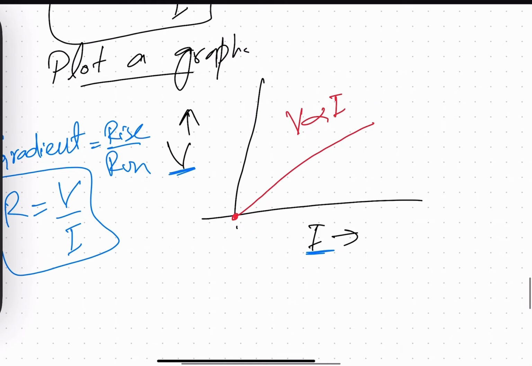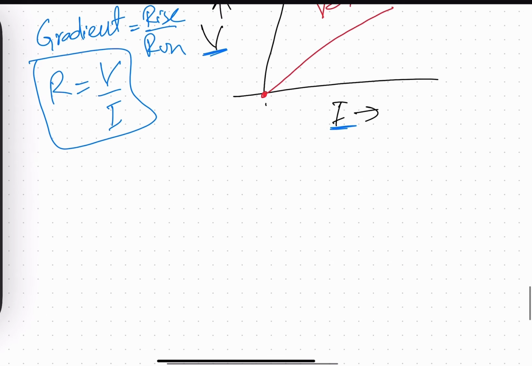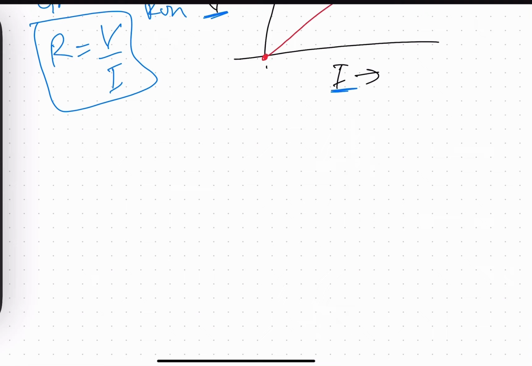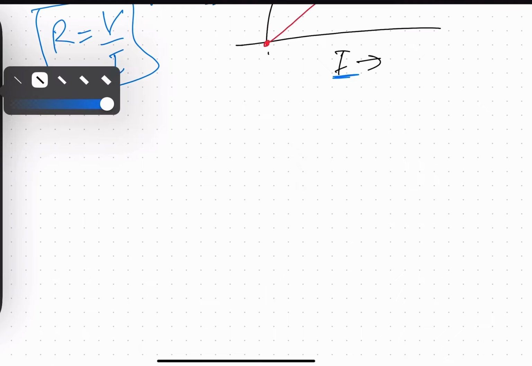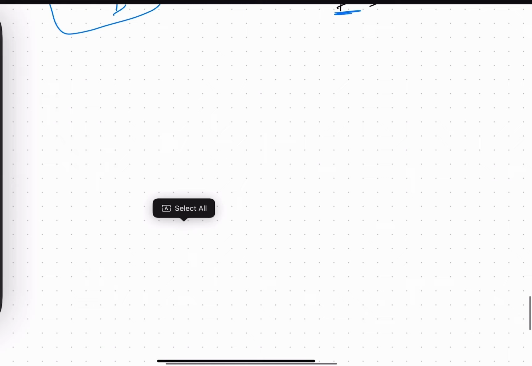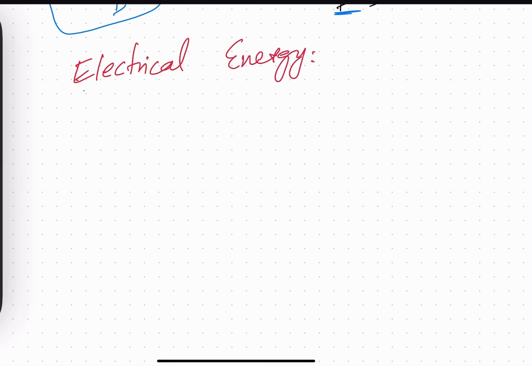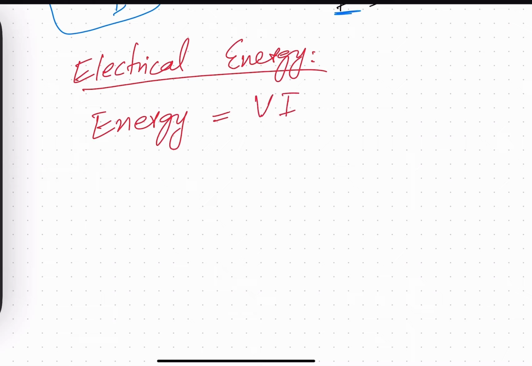Okay, so this is about the resistance. How can we calculate the energy or the power in a circuit? If you want to calculate the energy of a circuit, energy is simply electrical energy. Electrical energy can be calculated by the relation: energy is equal to VIT. It's a product of voltage, current, and time.